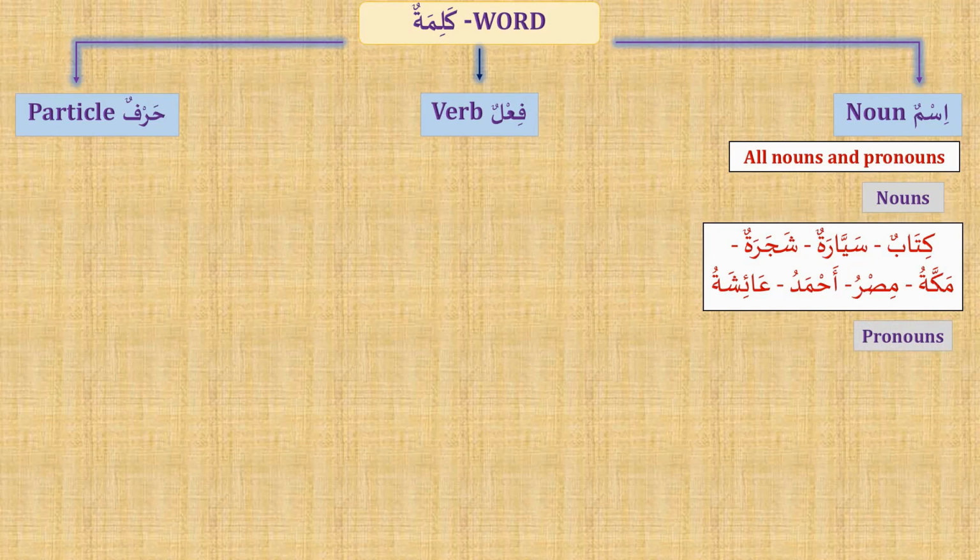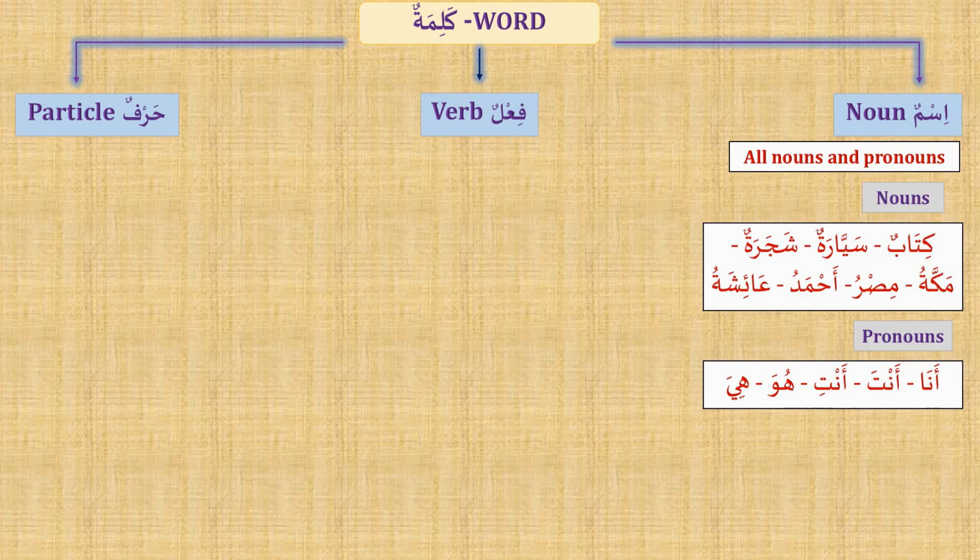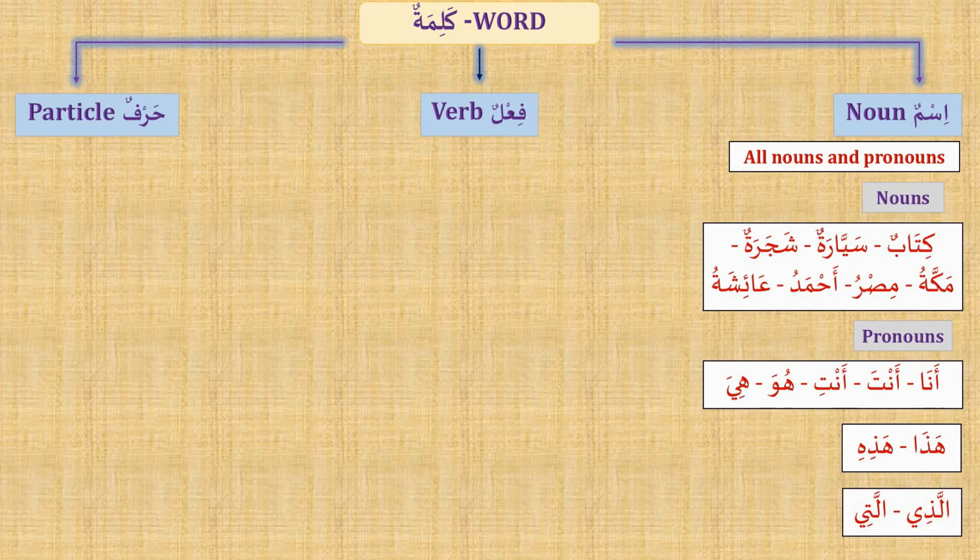Pronouns like personal pronouns أنا, I, أنت, you for male, أنتِ, you for female, هو, he, and هي, she. And for demonstrative pronouns هذا and هذه, هذا this for male and هذه this for female. And relative pronouns الذي and التي, they mean which, that, who, relative pronouns.